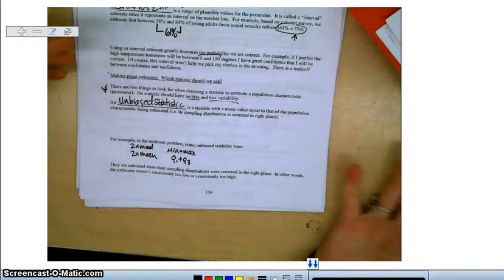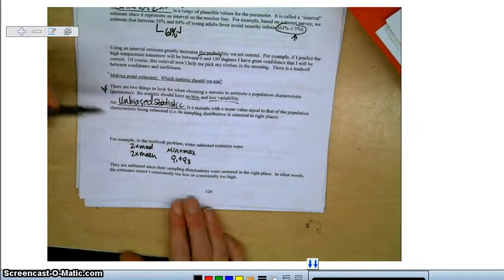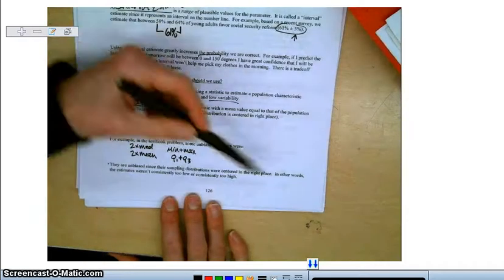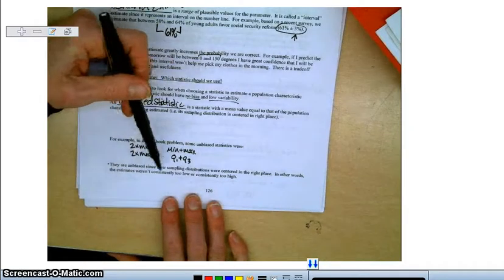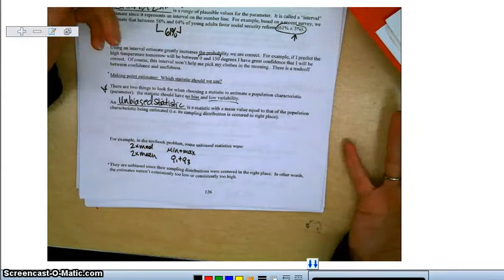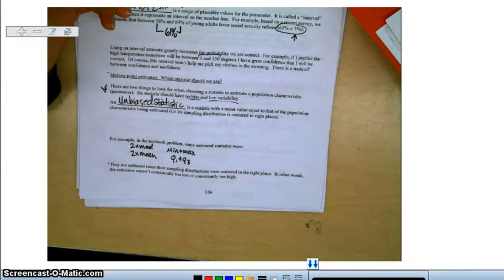But those aren't the common ones that we use. They're simple to calculate, but not common. They're unbiased since their sampling distributions were centered in the right place. In other words, the estimates weren't consistently too high or too low. Because I know some of you saw in your statistics that they were always above 100, or some of them were really low, or their range was just huge.